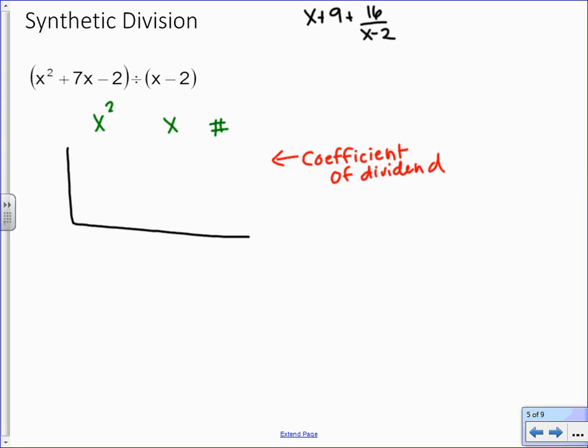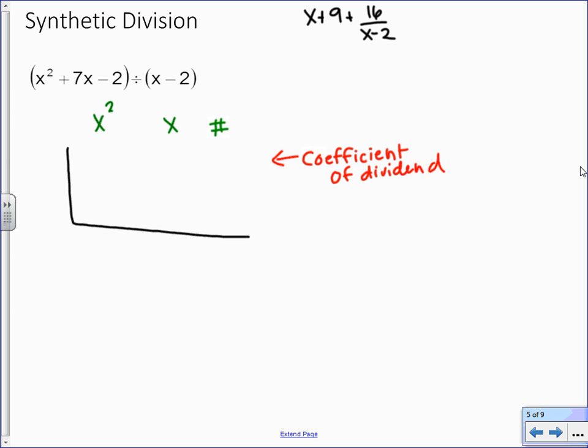If I started with an x to the 5th, I would write x to the 5th, x to the 4th, x cubed, x squared, x, and a number. I write so that I have all of them. Okay? Because if a term is missing, I need to put in a 0 coefficient. That is very important. Include zeros for missing terms. Okay? Do I have any missing terms in this example? No, so not a big problem.